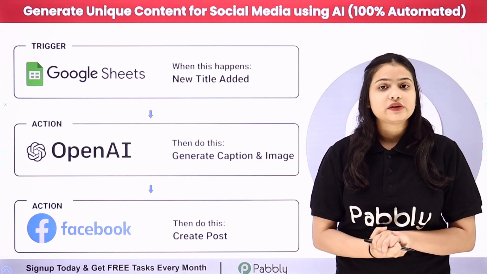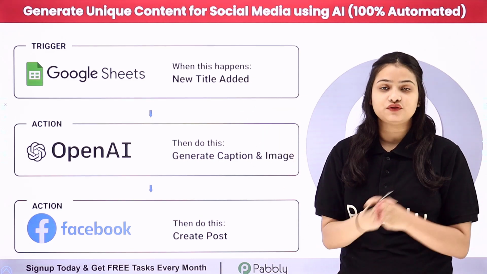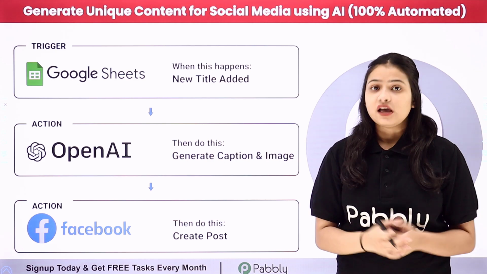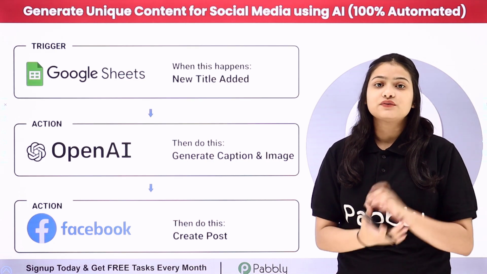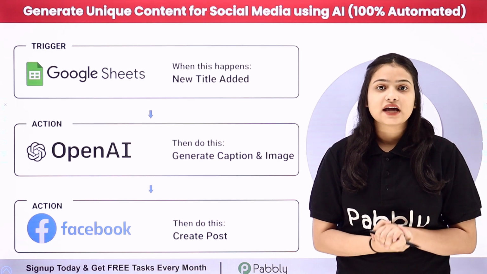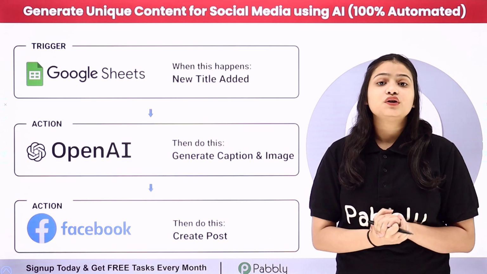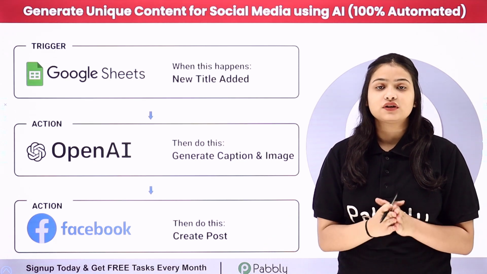So what we will do, we will simply set up a connection between our Google Sheets, where we have the data related to the titles which we want to post, and OpenAI, and we are going to generate images as well as captions for all our posts automatically, and then automatically we are going to post that same image on our social media handles as well. And we are not going to use any kind of coding or programming skills for this entire process.